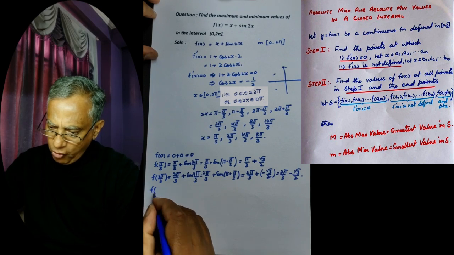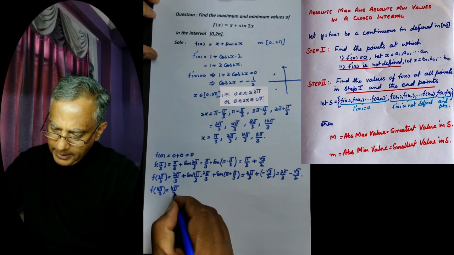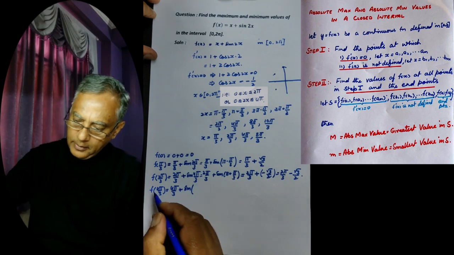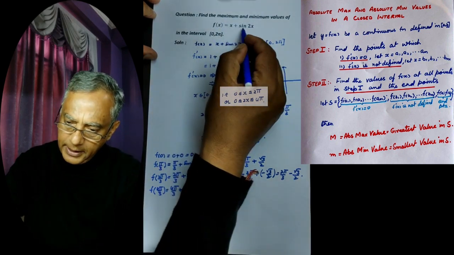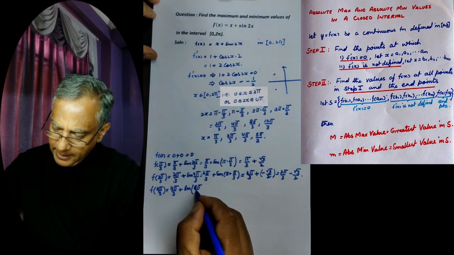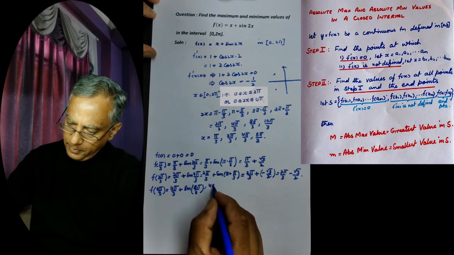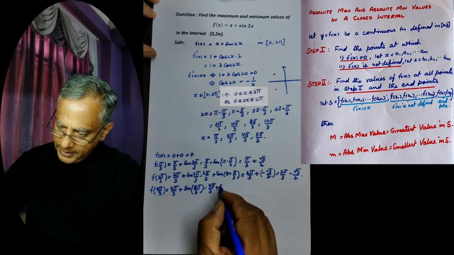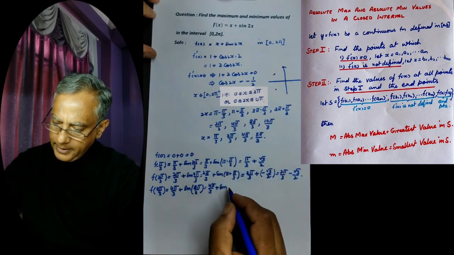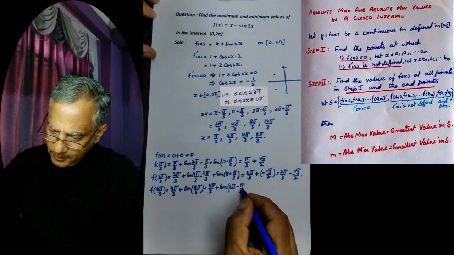Next is f of 4 pi by 3. This is equal to 4 pi by 3 plus sine of 2 into 4 pi by 3, that is 8 pi by 3. And this is equal to 4 pi by 3 plus sine of 8 pi by 3. 8 pi by 3 is 3 pi minus pi by 3.